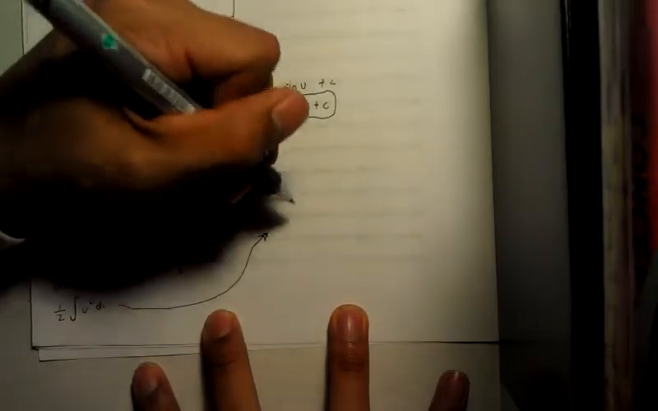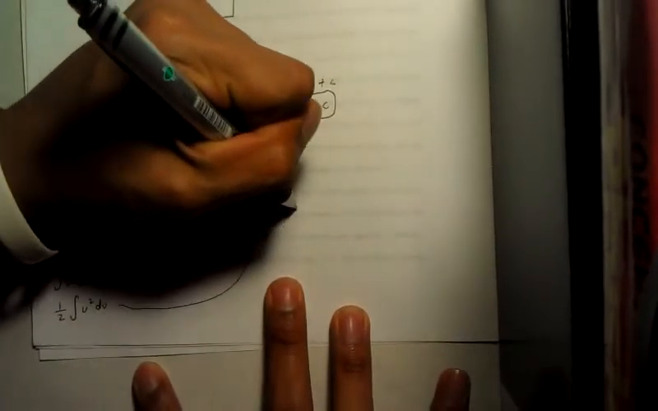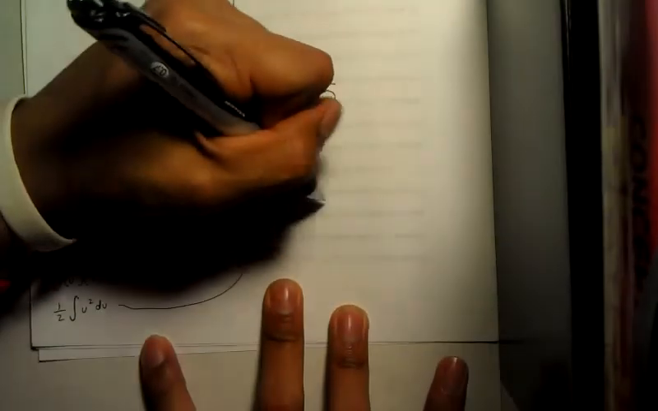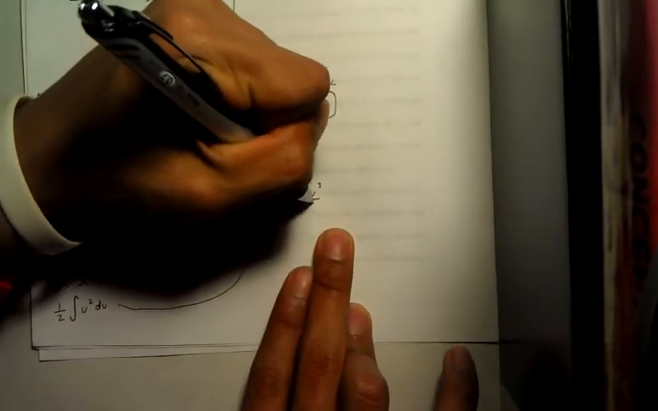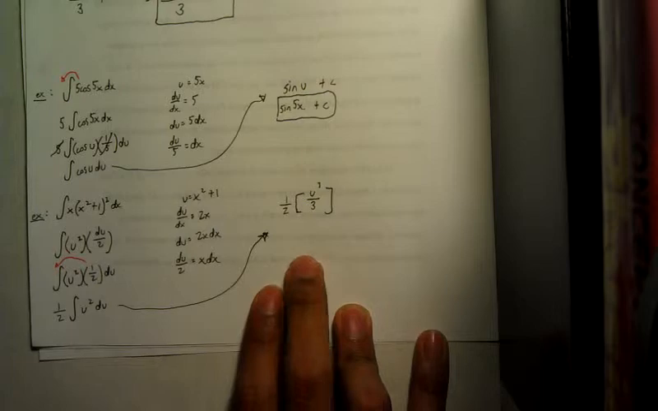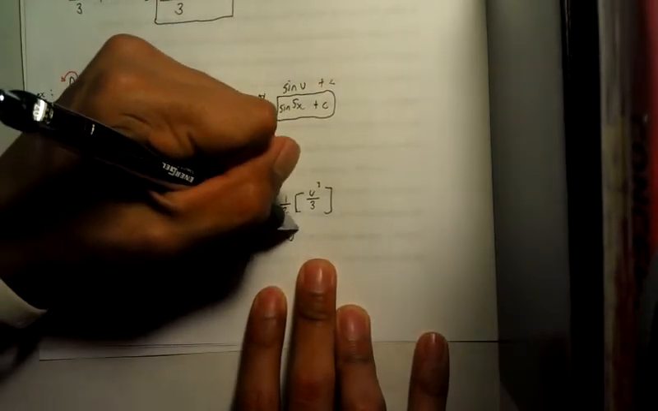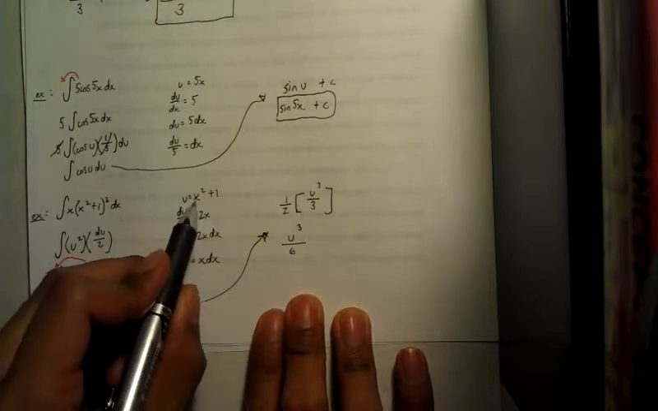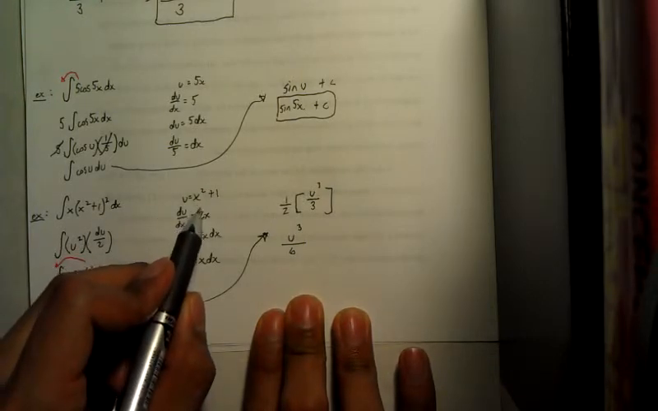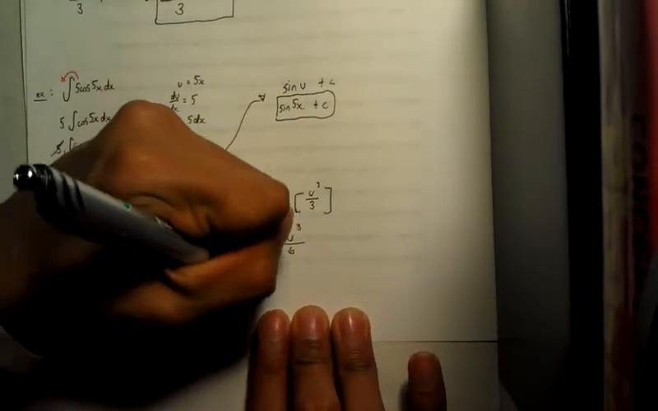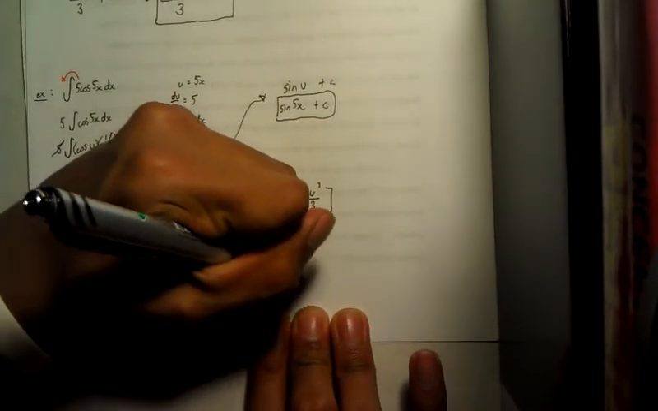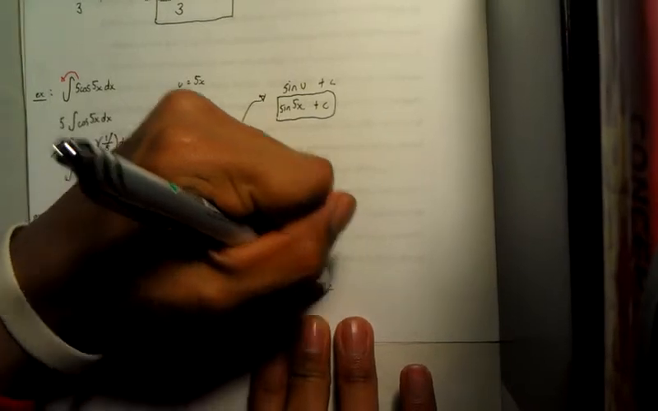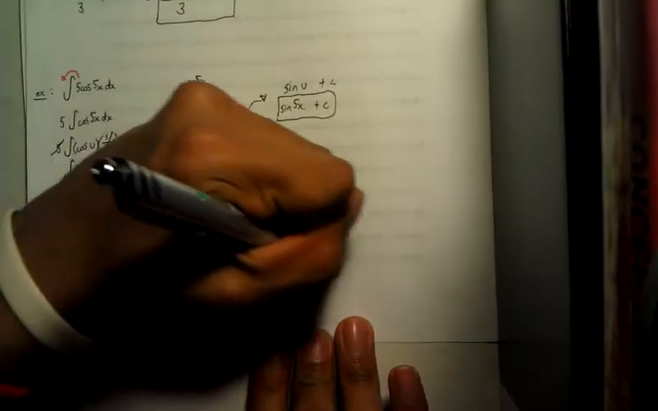Basic integration with the u squared, so 1/2 stays the same, but bring it up a power and divide by the new power. So we've got u to the 3rd over 6. Substitute back in your u substitution for u, and you get x squared plus 1 to the 3rd all over 6, plus c.